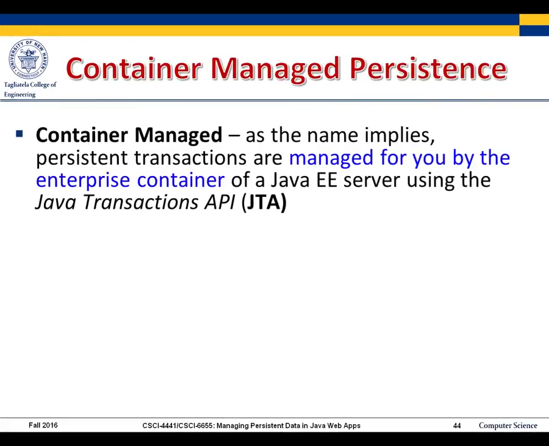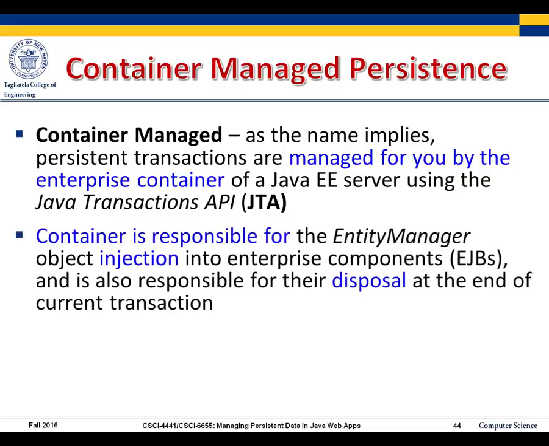So container managed means the enterprise container part of the server is doing this for you. If you see the term JTA, which you'll see if you look inside the persistence.xml file, that's what it's referring to: this is the part of the server that's actually doing the transaction handling. The container is responsible for injecting the entity manager for you. This is the easy way of doing this, and it's also responsible for disposing it. Okay, so you don't have to do anything about creating it.